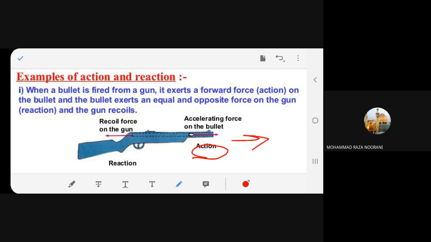Yes. And it is an accelerating force. So it's going with a high velocity, right? And the gun is pushed back. That is the reaction, which is called the recoil force. Understood? So the bullet going ahead is the action, and the rifle going back and hitting your shoulder is the recoil force, which is the reaction. Any problem?